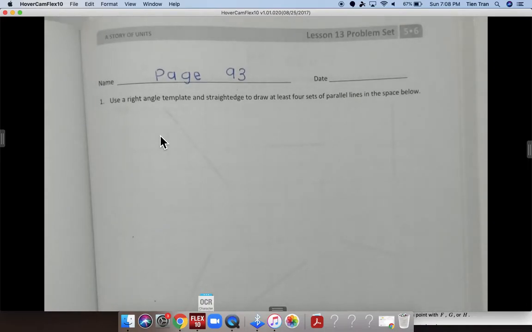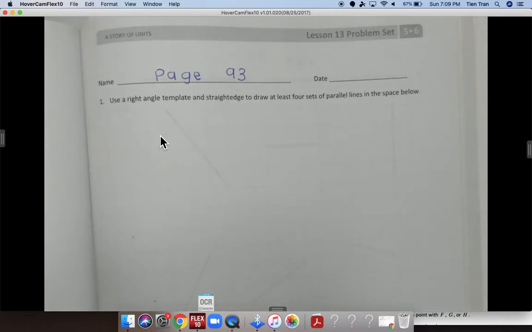We are on page 93, lesson 13, problem set. Please make sure that you are turning to page 93 in your math book. If you need time to pause this so the students can get to page 93, please do.